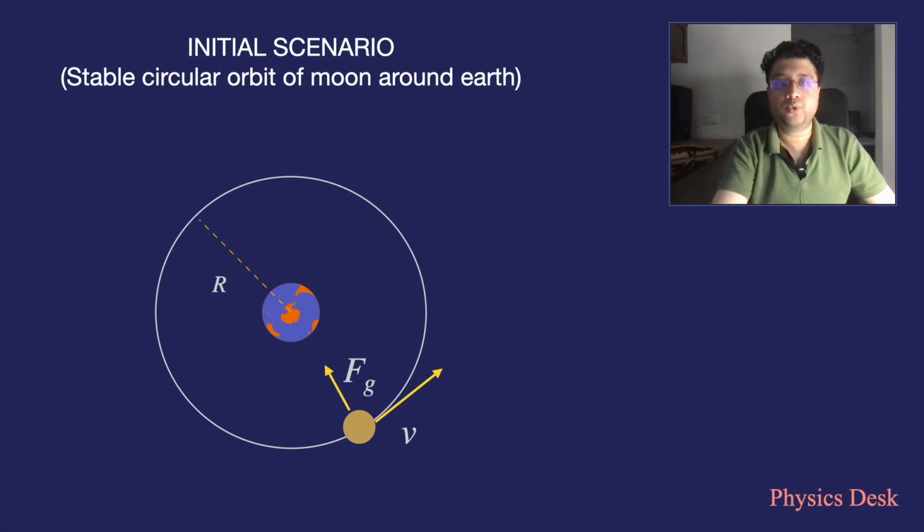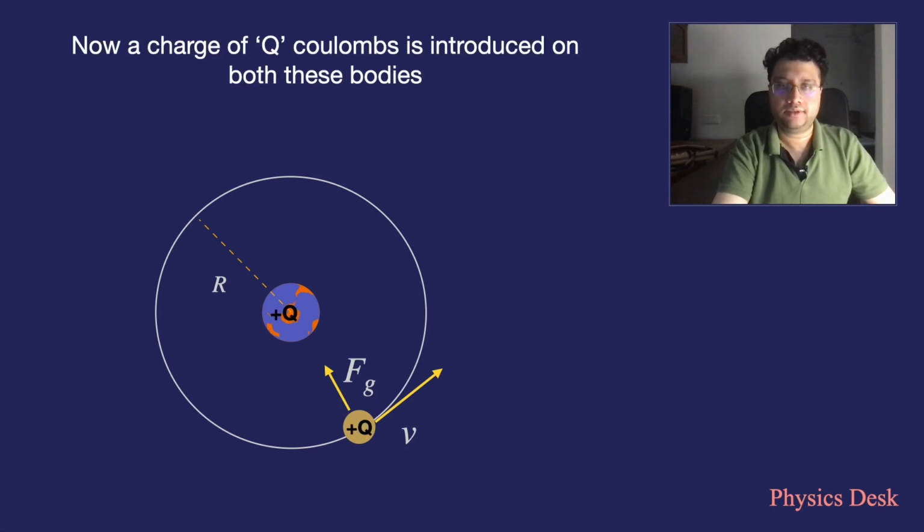So we have the Moon in a circular orbit as shown in the figure with radius r and orbital speed v initially. The necessary centripetal force comes from the gravity on it by the Earth, which is given by Fg. Now both the bodies acquire a charge of q coulombs each. That means Earth as well as Moon are given q coulombs.